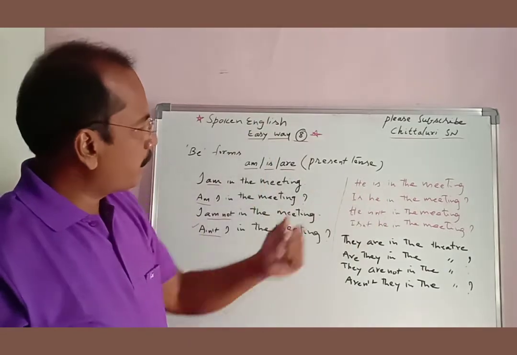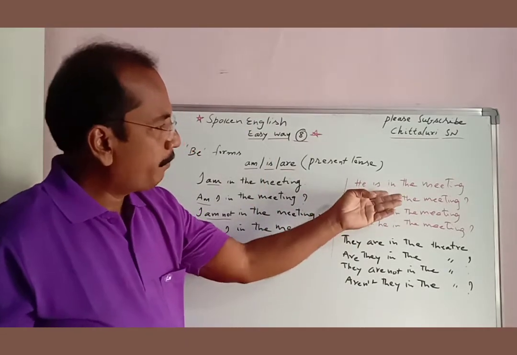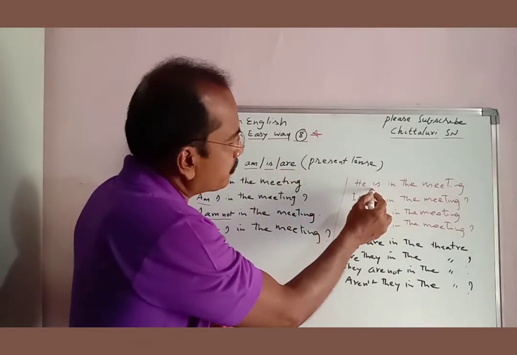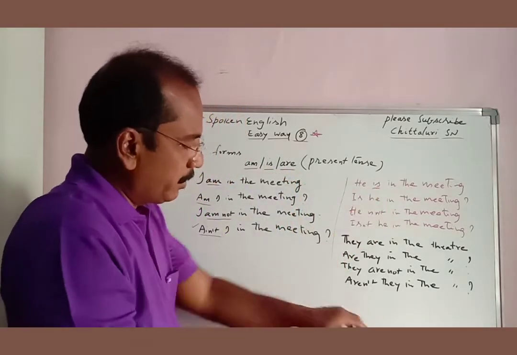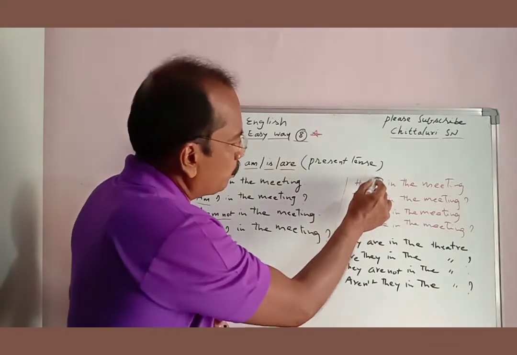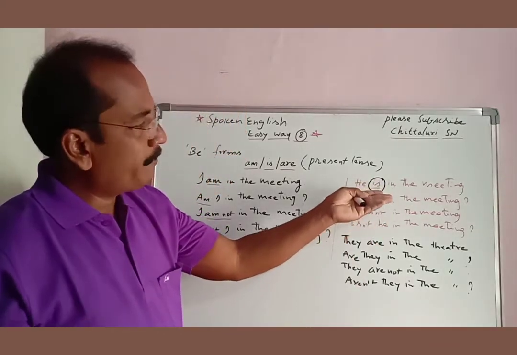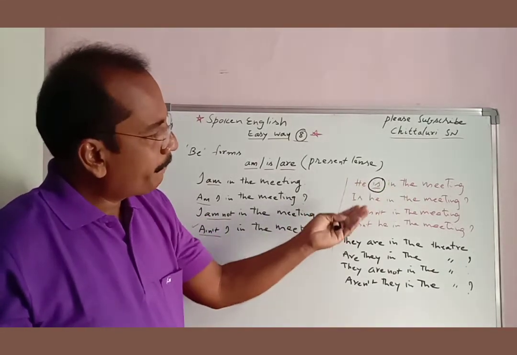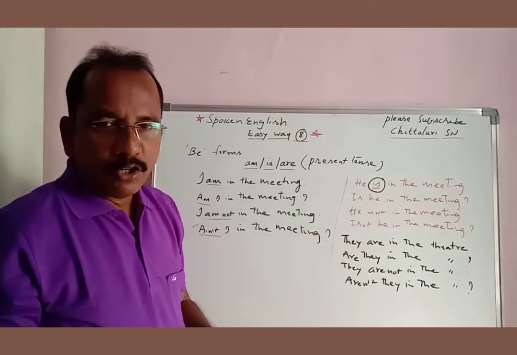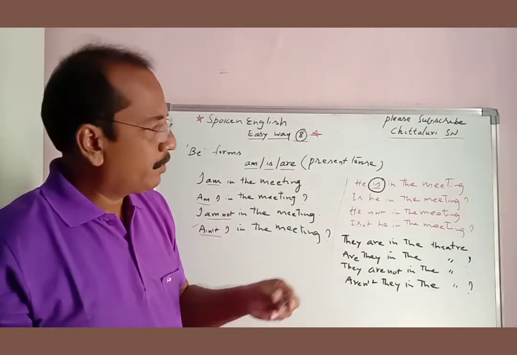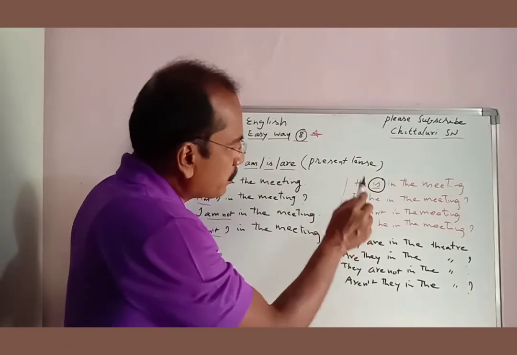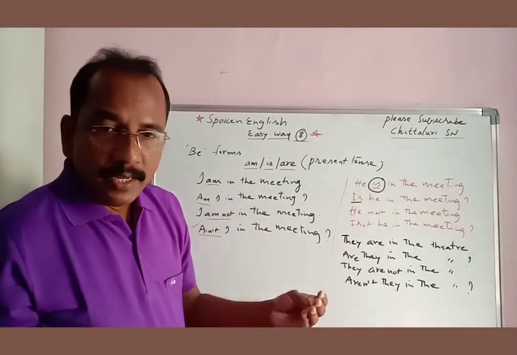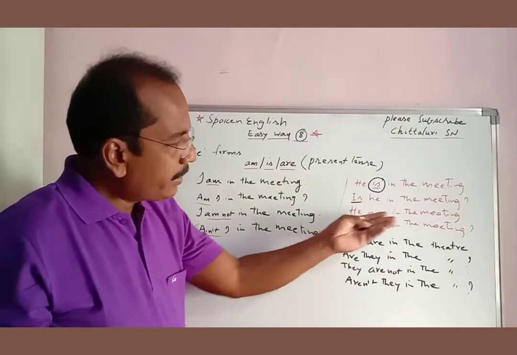And coming to another example, in this part I have taken this be form, is. Is I have used here. This is the be form I used in this sentence, and it goes on like this. Just look at it. He is in the meeting. అంటే అతను మీటింగ్లో ఉన్నాడు అని తెలుగులో దాని అర్థం. Next, coming to this next sentence, which is an interrogative sentence. Is he in the meeting? అతను మీటింగ్లో ఉన్నాడా?